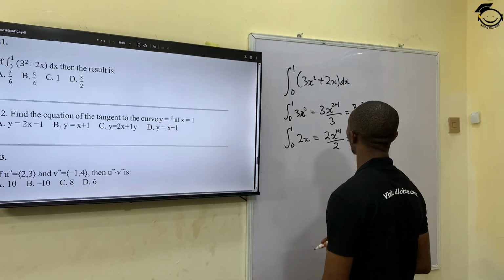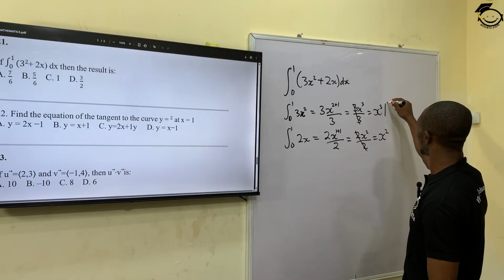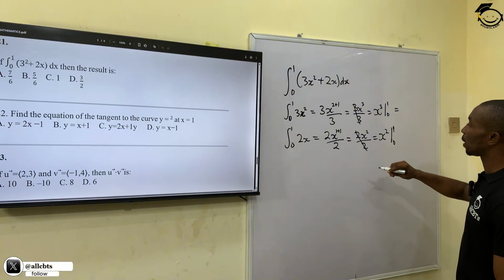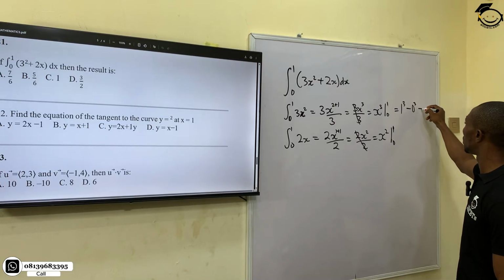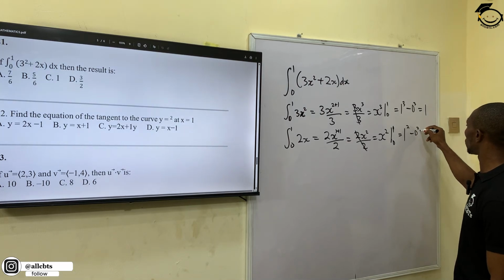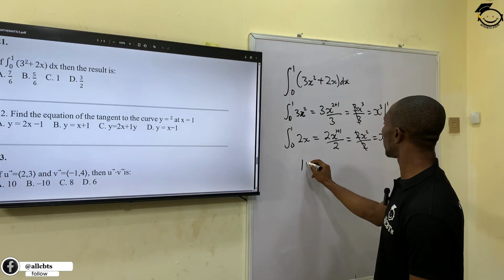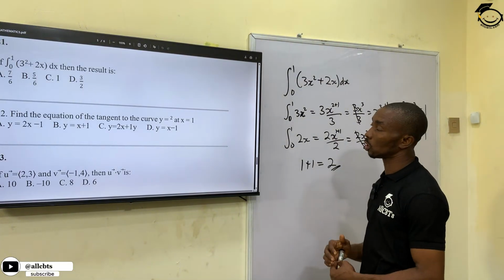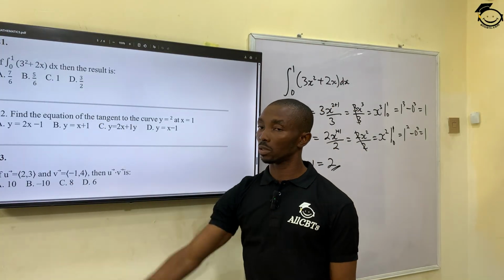Now, if we apply the limits of 1 and 0 to both, okay, if we apply our limits of 1 and 0, this becomes 1 raised to power 3 minus 0 raised to power 3, which is 1. And this will be 1 raised to power 2 minus 0 raised to power 2, which is 1. Now, coming back to this, 1 plus 1 will give us 2. So the result of this integration will be 2. And the answer isn't here.